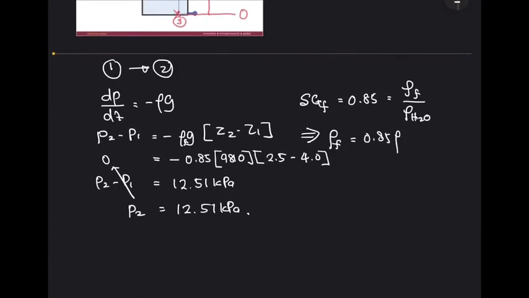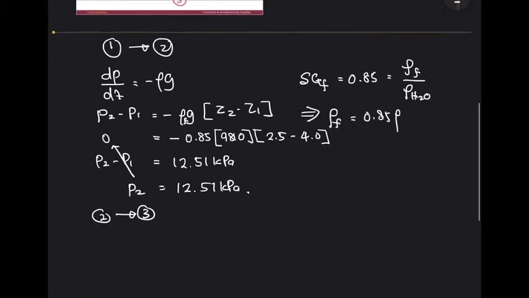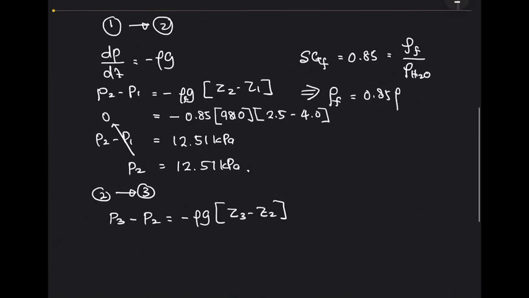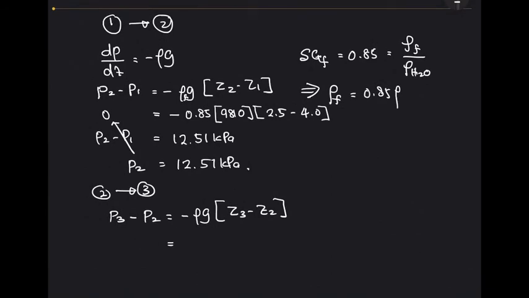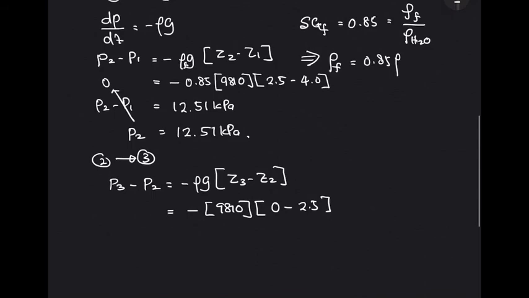So from 2, now you go to point 3, all right. Looking at that equation there, you know that P3 minus P2 must equal minus the rho g of the fluid between 2 and 3, and then you have the z3 minus z2 again. This time we have water, so minus 9810, and your z3 is 0, and z2 is 2.5, okay. So P3 is equal to our P2, which is 12.51 times 10 to the power of 3, and then minus 9810 times minus 2.5.